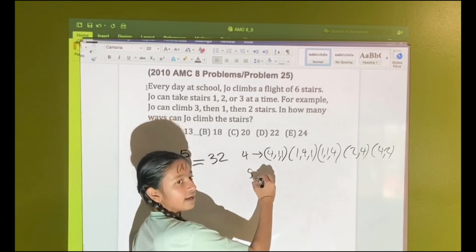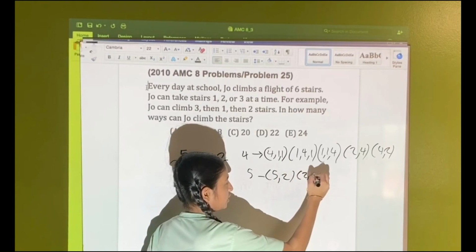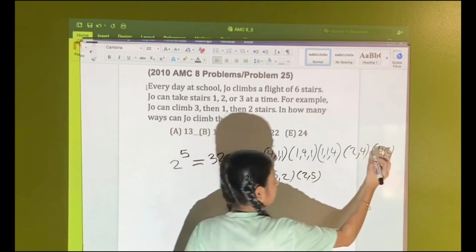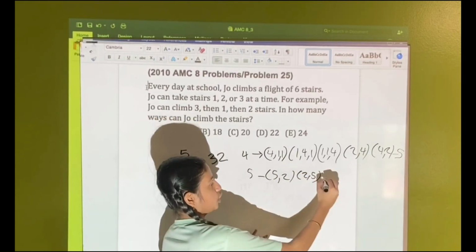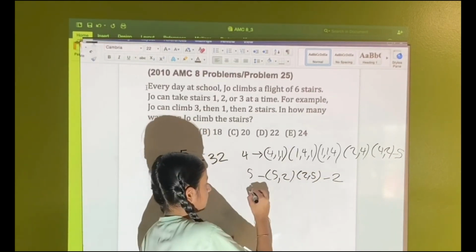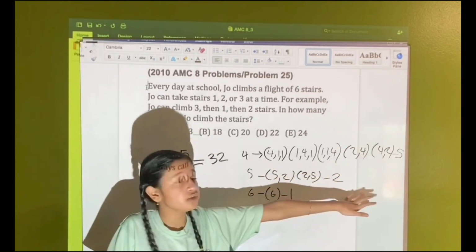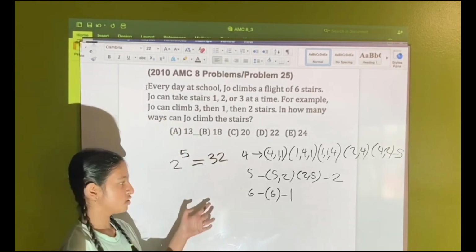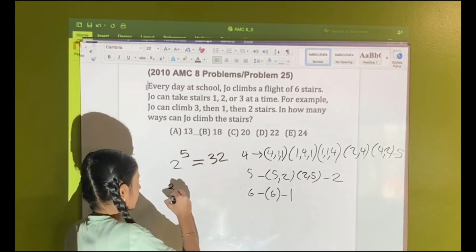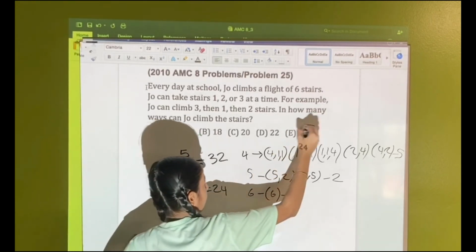For 5, it's just 5, 2, and 2, 5. So for 5, invalid ones are 2 for 5. For 6, there's only 1. So there's a total of 5 plus 2, 7, 7 plus 1, 8 invalid ways from these 32. So we take those invalids out, 32 minus 8, which is 24. So there's 24 valid ways.